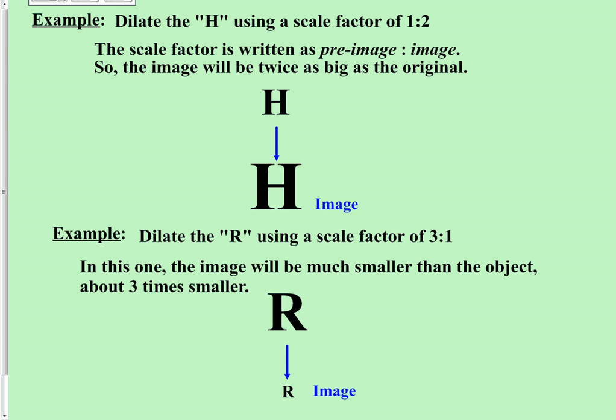If they happen to put it in fractional form rather than colon form, then you read it downward, just like you would a regular fraction. Numerator, then denominator. Your numerator is your pre-image, your denominator is your image.